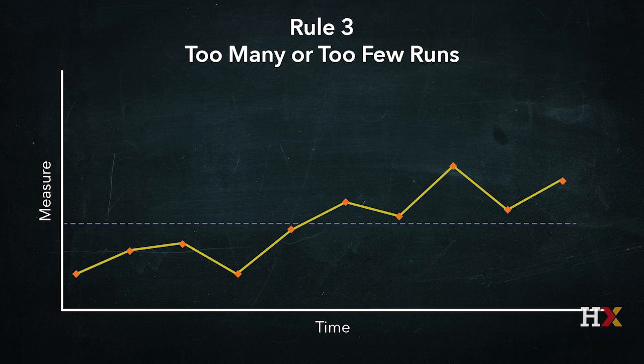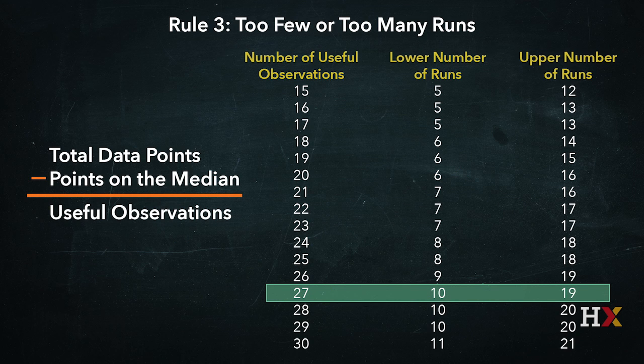So rule number 3. This is too many or too few runs on your run chart. Data should predictably bounce above and below the median. And depending on how many data points you have, you can use a table to determine how often is normal.